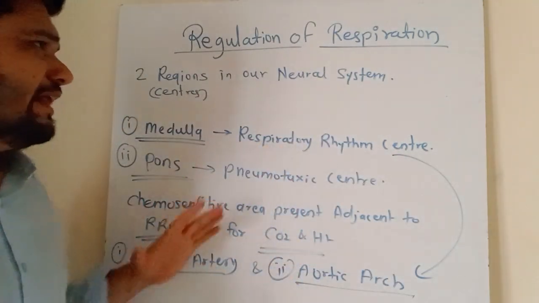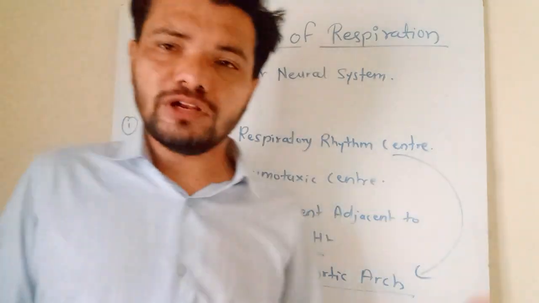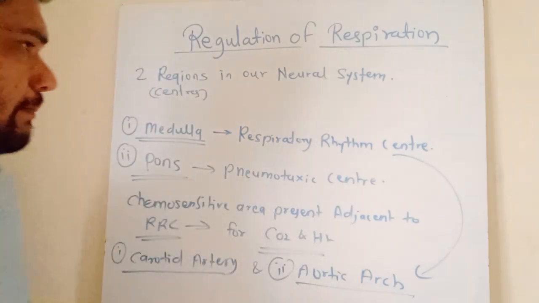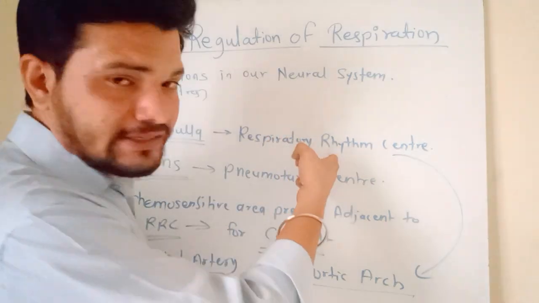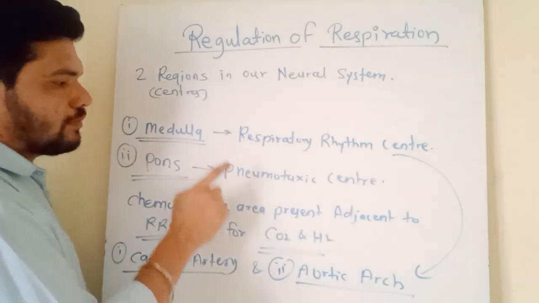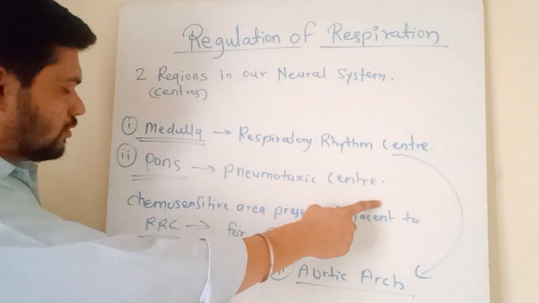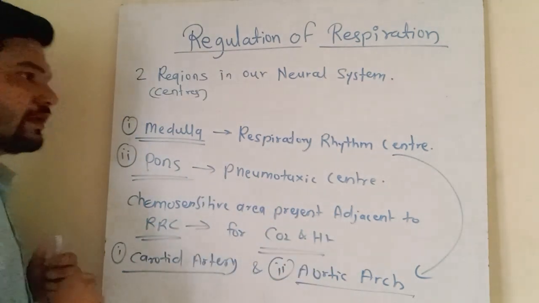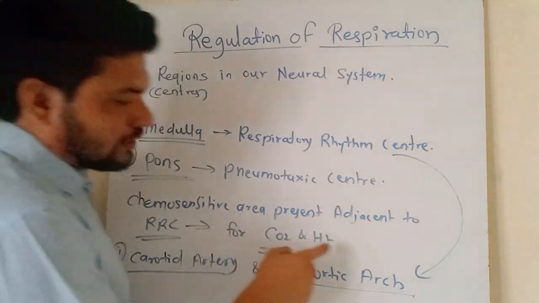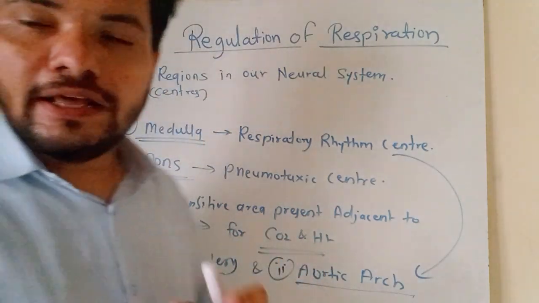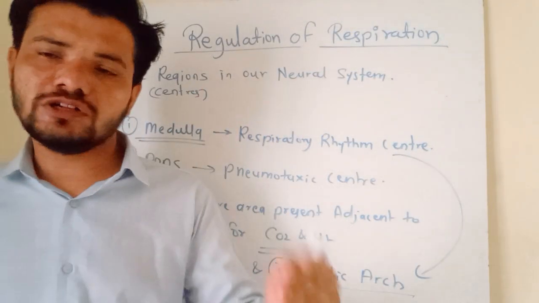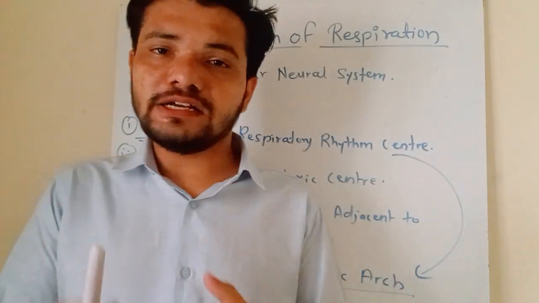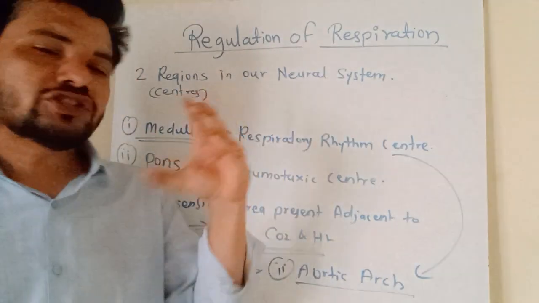So these are the names you have to remember regarding the regulation of respiration. You don't have to go much deeper into this topic. Just remember: in the medulla region, the RRC is present. In the pons region, the pneumotaxic center is present. Then there is an adjacent area near the RRC which is sensitive to CO2 and H plus, and you have to remember these two names: aortic arch and carotid artery, which are also stimulated by the amount of CO2 produced inside your body. So that's all you have to remember regarding regulation of respiration.